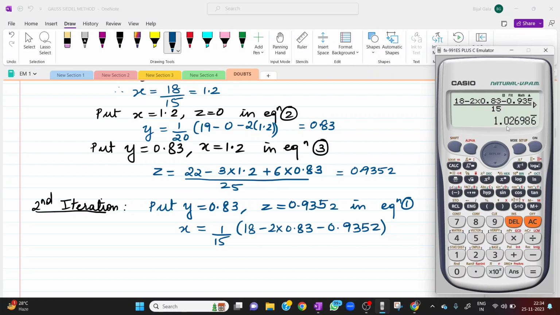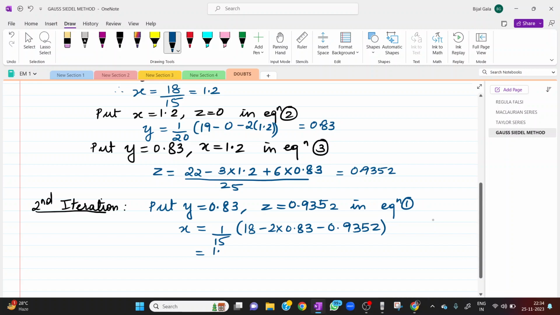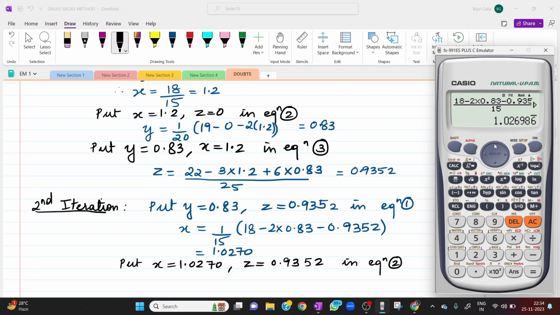That gives me 1.0270. Because it's recurring, it doesn't give you the perfect answer. Let's now put these fresh values in equation 2. So I'll put x is equal to 1.0270 and z is equal to 0.9352 in equation 2. Now equation 2 had a denominator 20. I have already typed that equation. Okay, yeah. So replace करना है.